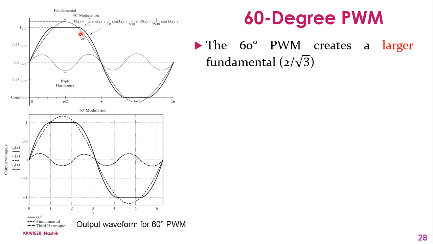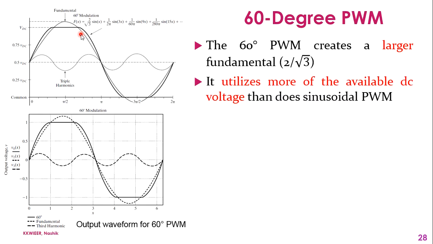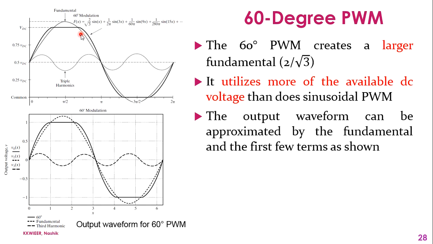The 60 degree PWM creates a larger fundamental, that is 2 by root 3. It utilizes more of the available DC voltage than the sinusoidal PWM does. The output waveform can be approximated by the fundamental and the first few terms, which are shown in this diagram.